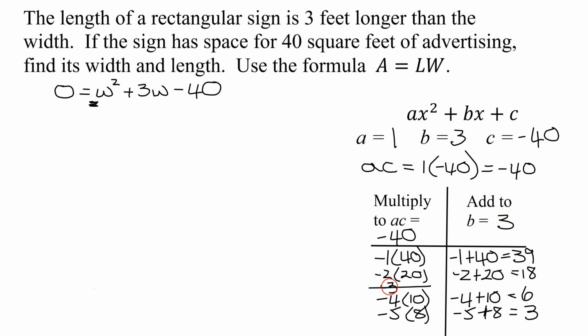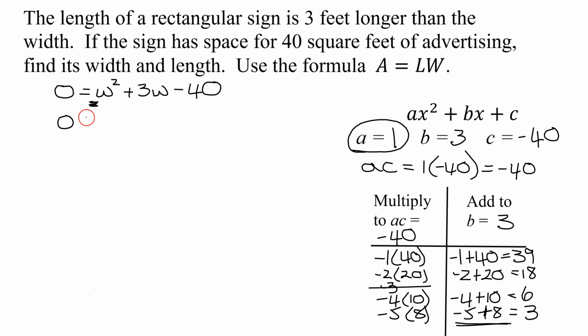So I put it on pause to fill out the table. Negative 2 times 20, that one didn't work. 3 didn't divide into negative 40. Negative 4 and positive 10 didn't work. But negative 5 times 8 is negative 40. Negative 5 plus 8 is 3. So these are the numbers I'm looking for. And as A, the leading coefficient, is 1, these are my factors.